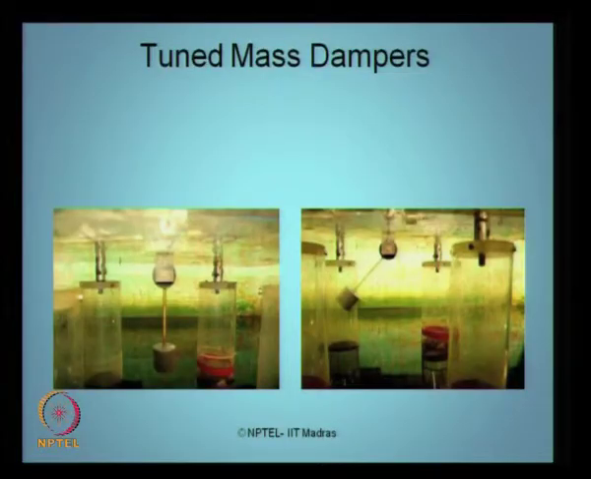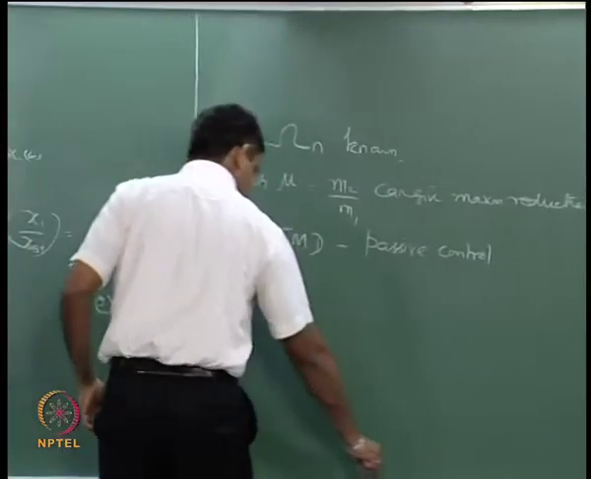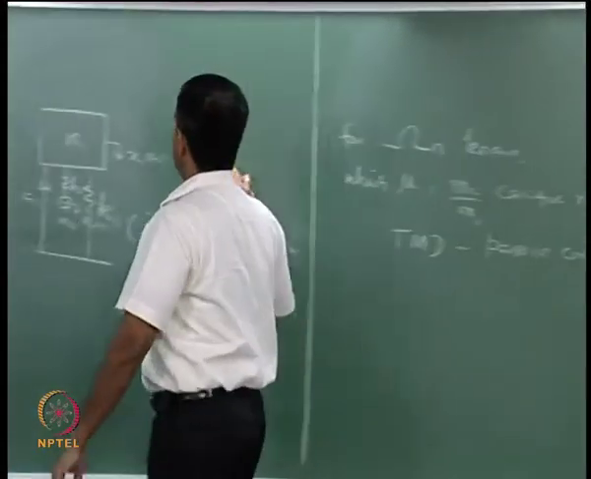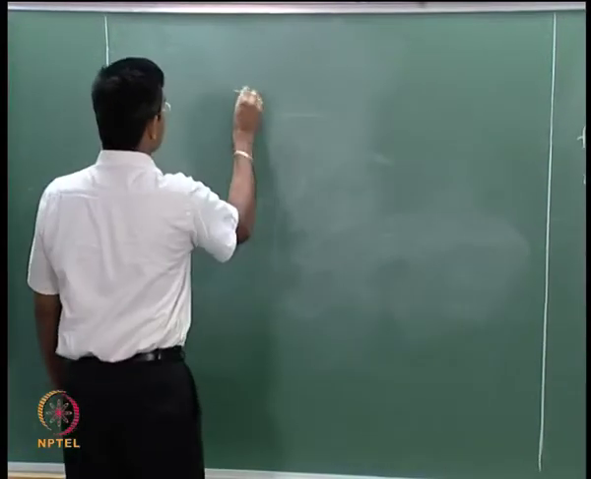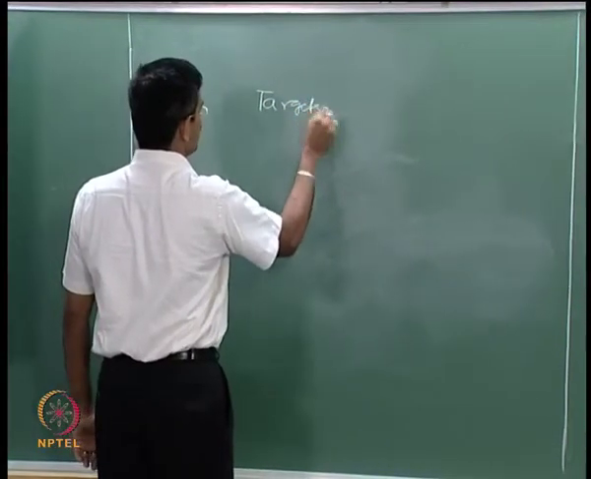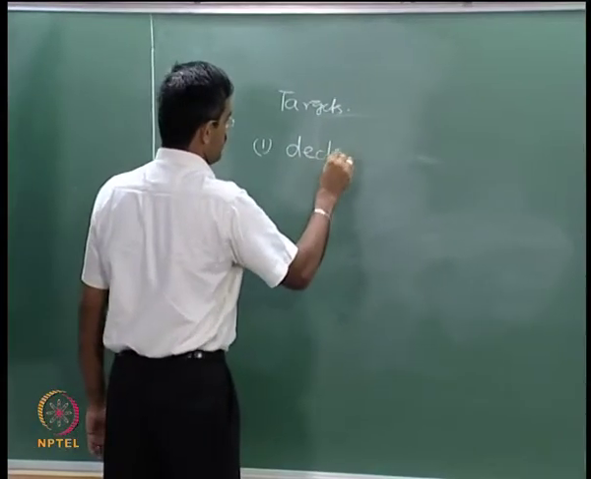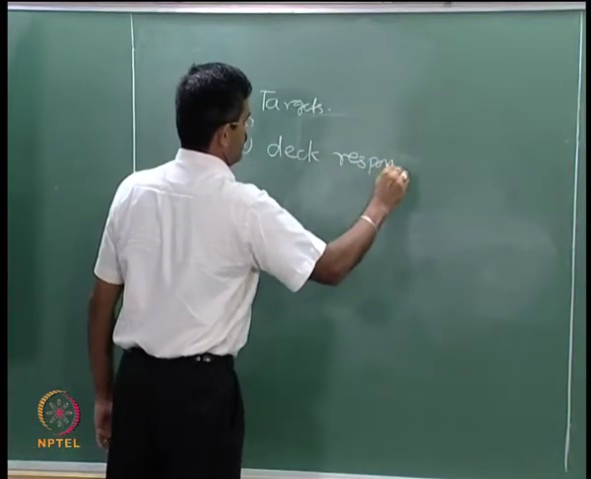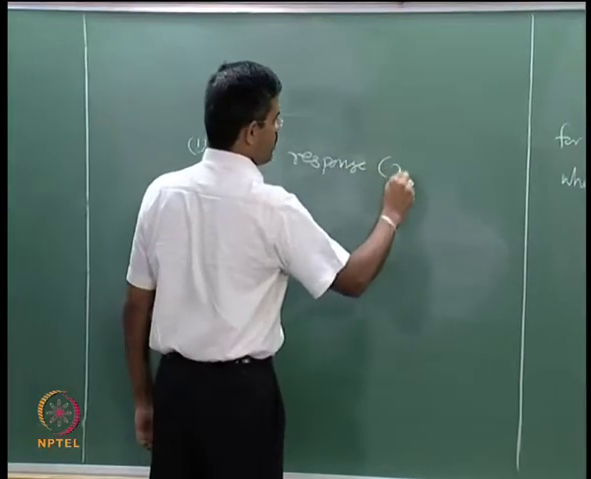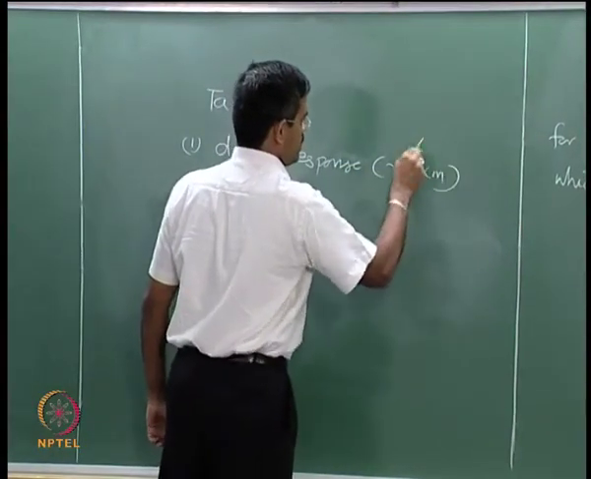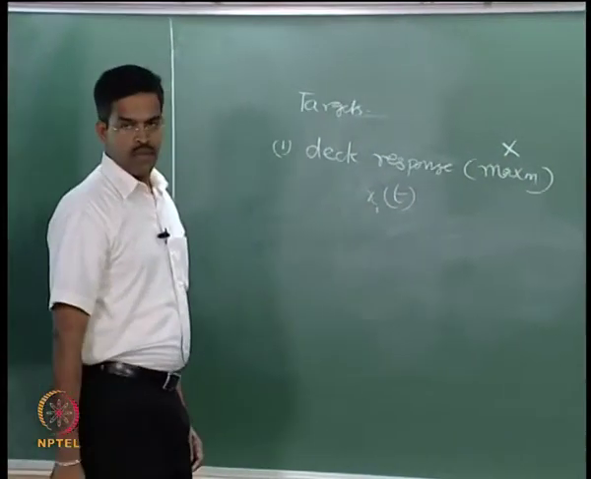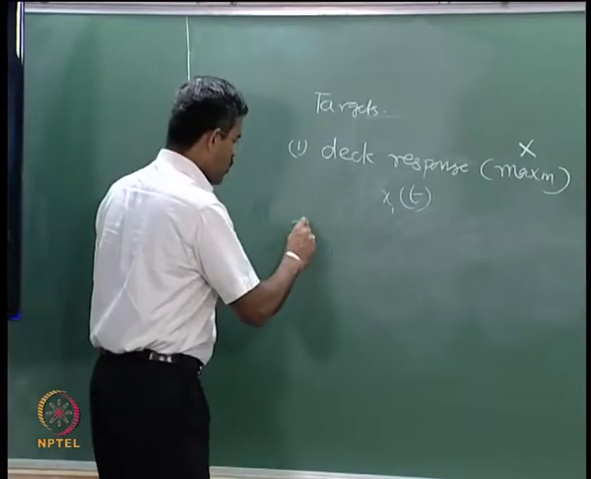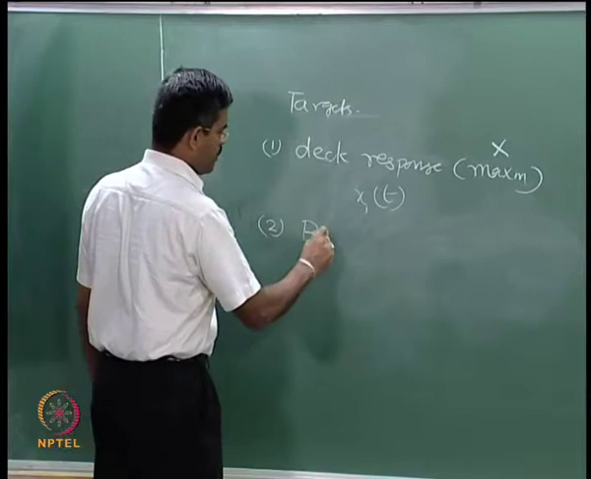Now, which are the focus points from a dynamic point of view as far as this problem is concerned? What we are interested in are the following. The targets are the following: of course, the deck response. It is not the maximum response; I am not looking at the maximum response, I am looking at the response time history. And also of course I want to know, is there any reduction in the bending moment of the tower legs.